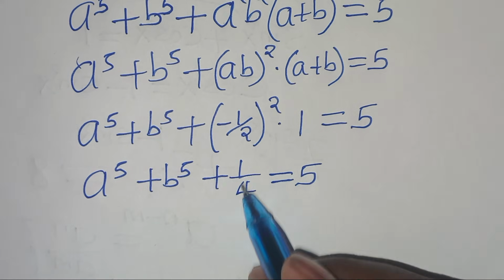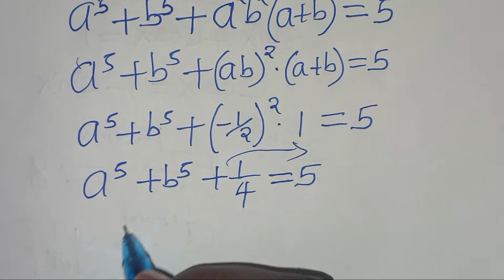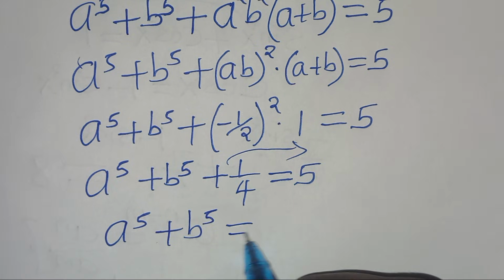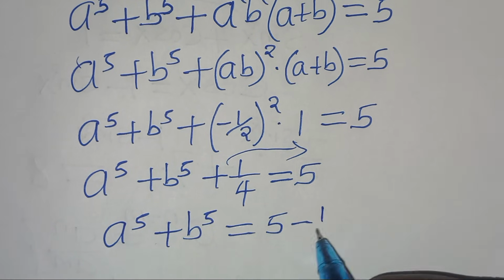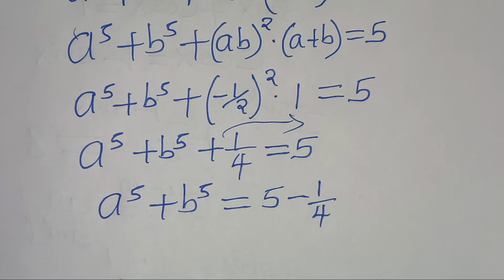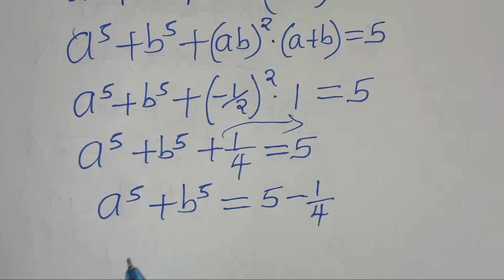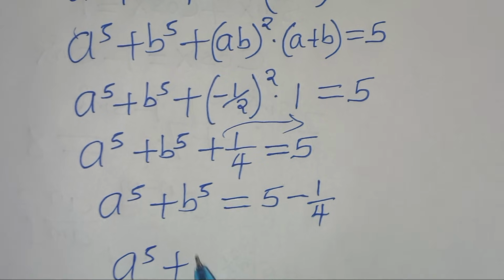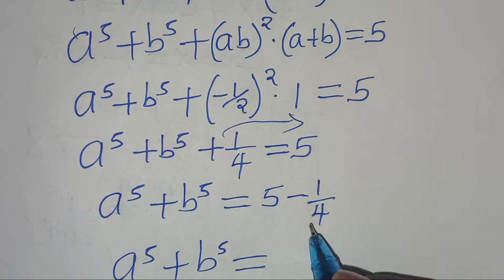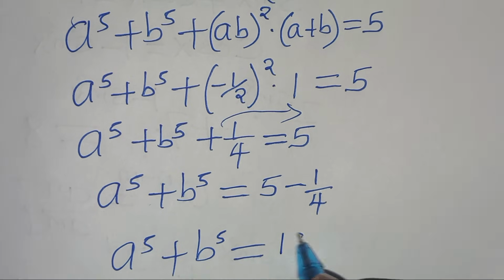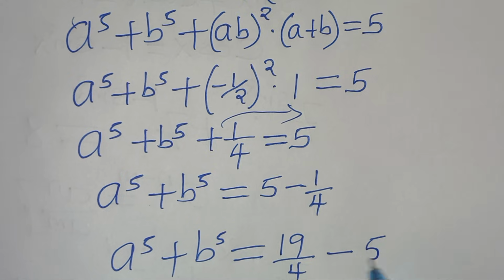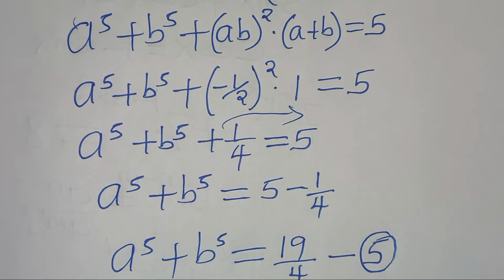Let's take plus 1/4 to the right hand side, so that this is a⁵ + b⁵ = 5 − 1/4. So this implies that a⁵ + b⁵ = 5 − 1/4, and this is equal to 19/4. Let's call this equation 5.